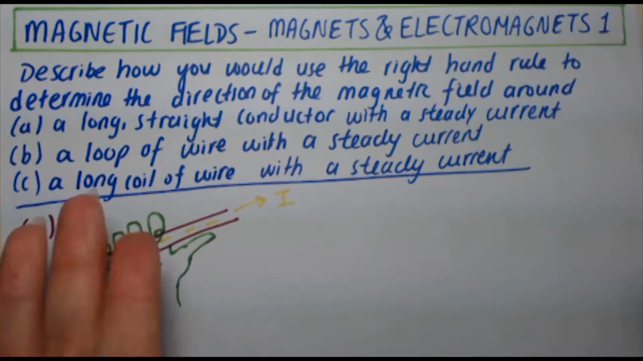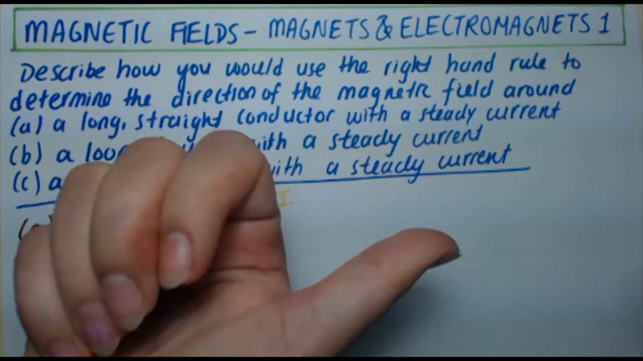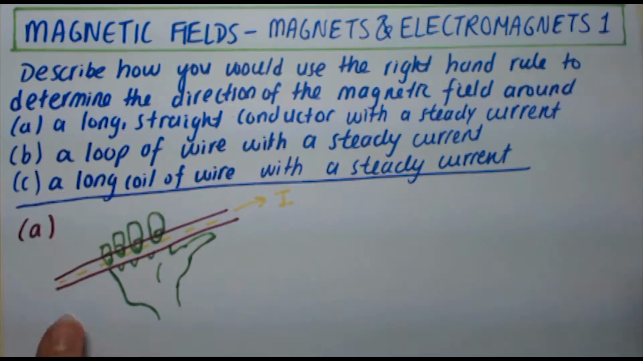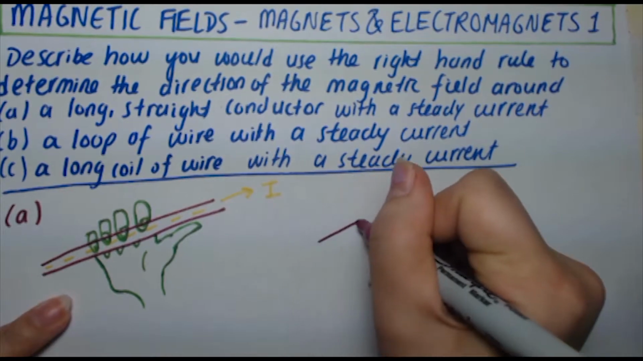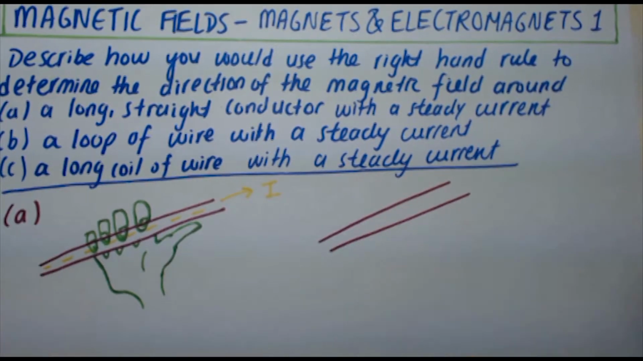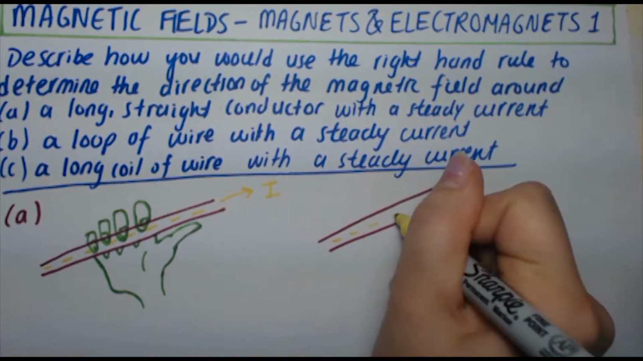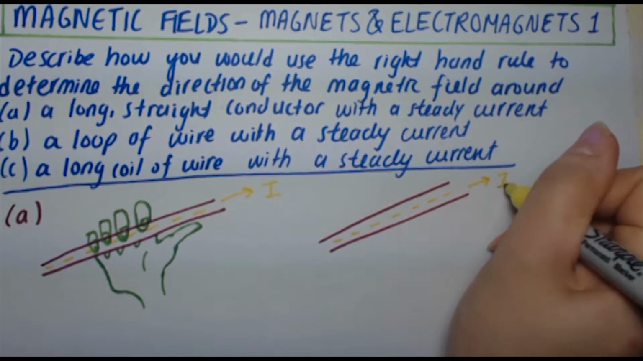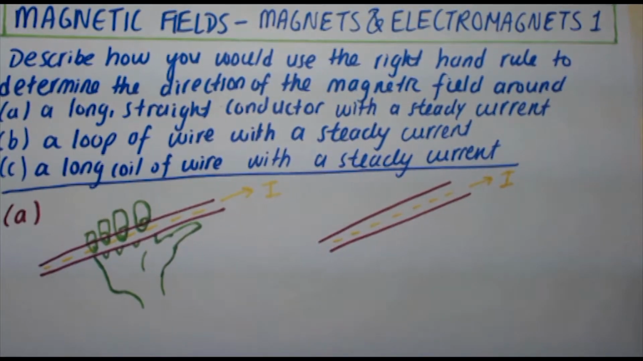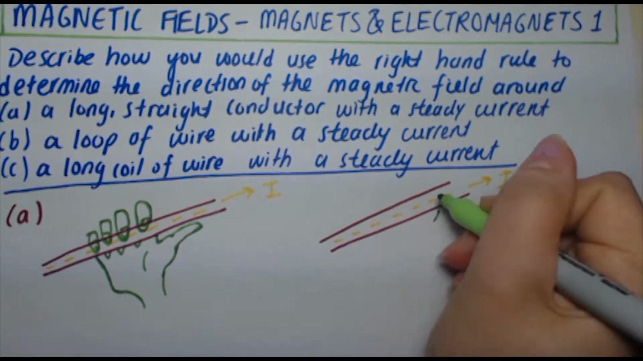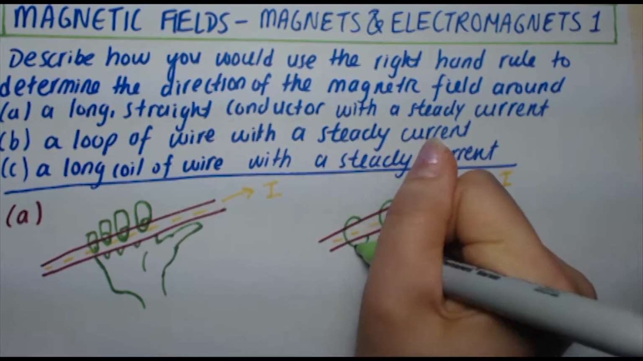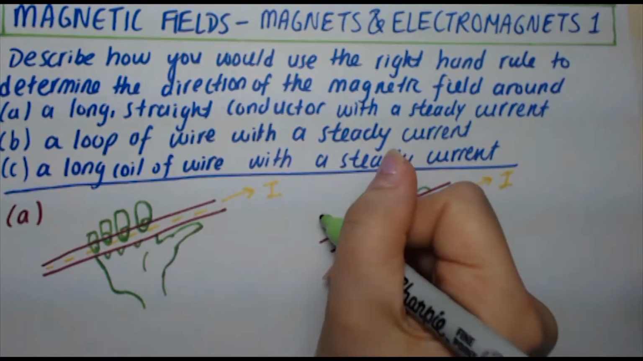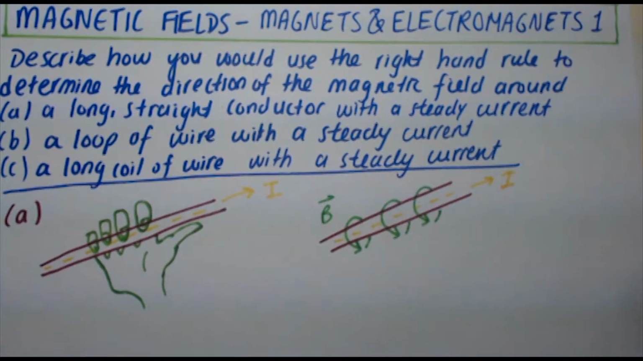So there's my hand. Thumb is going in the direction of the current, fingers curl around in the direction of the magnetic field. If we draw this schematically, this is how it's going to look. There's your wire, here are your electrons, and your current is going towards the right. My magnetic field is going under the wire and over, under and over, under and over. So there is the direction of the magnetic field. Hopefully part A makes sense.